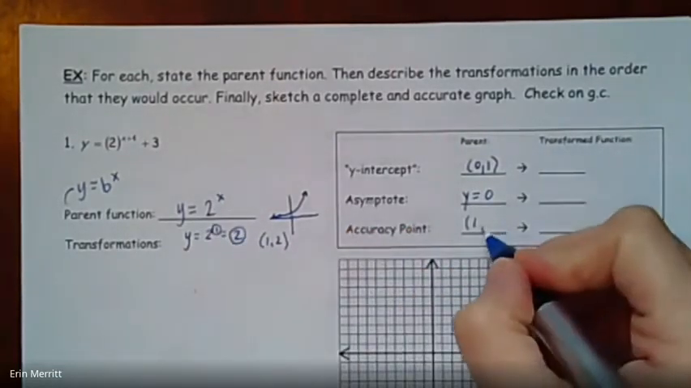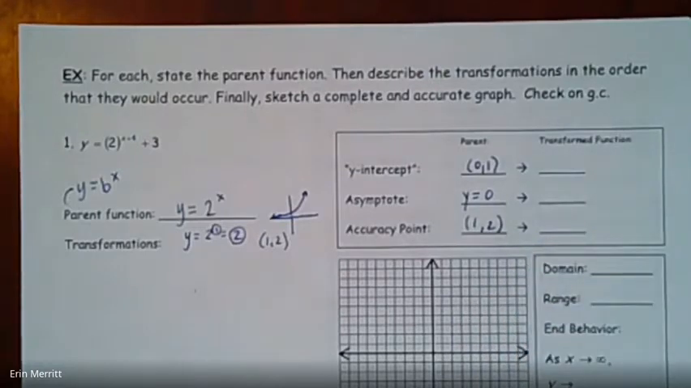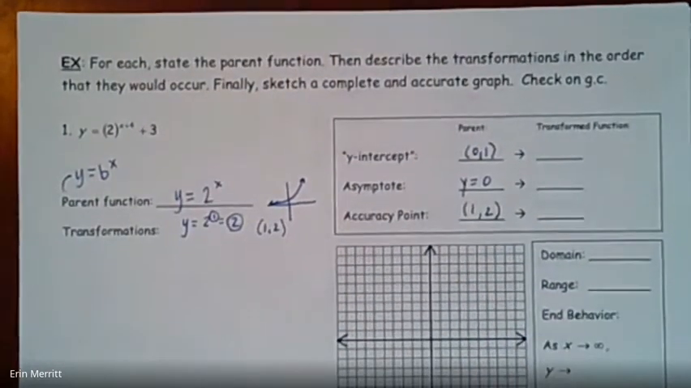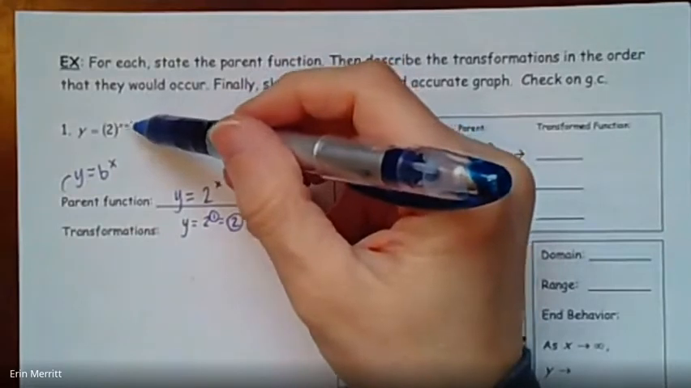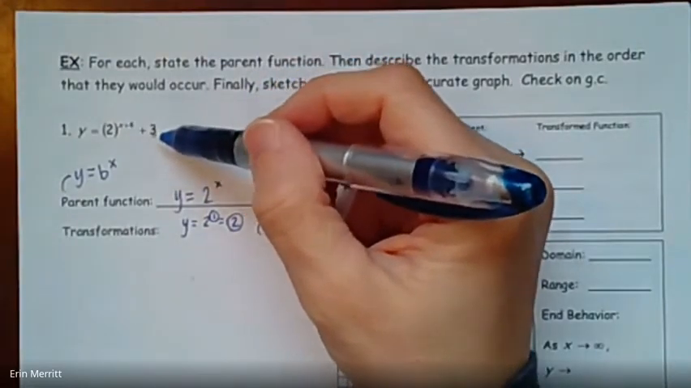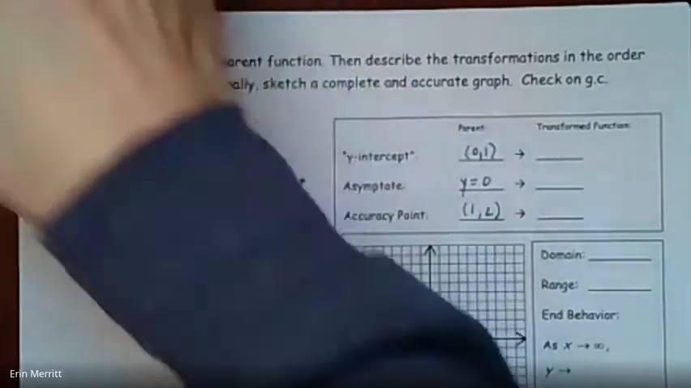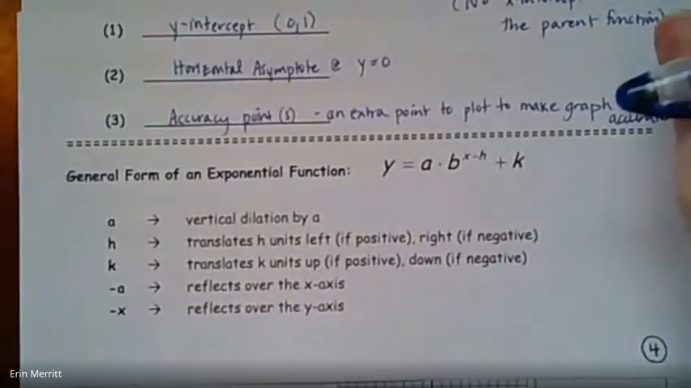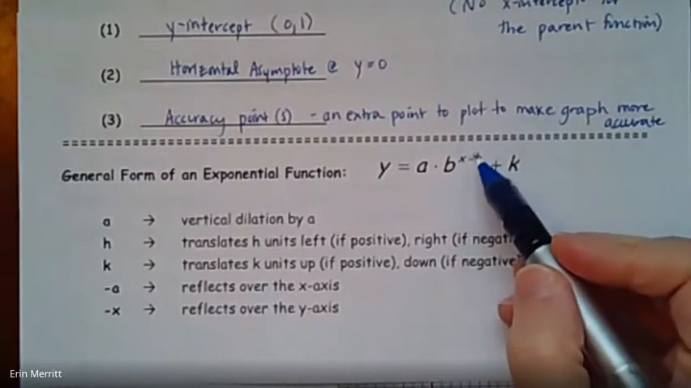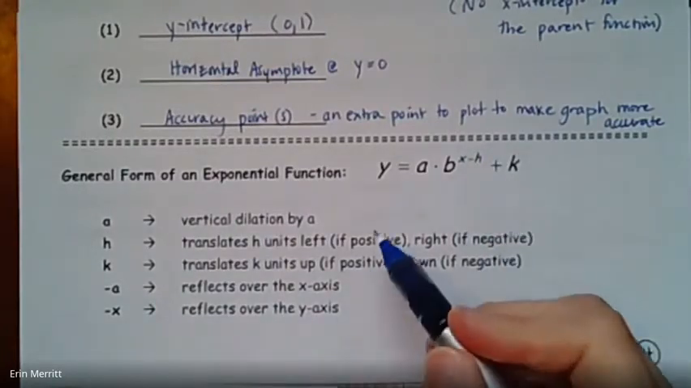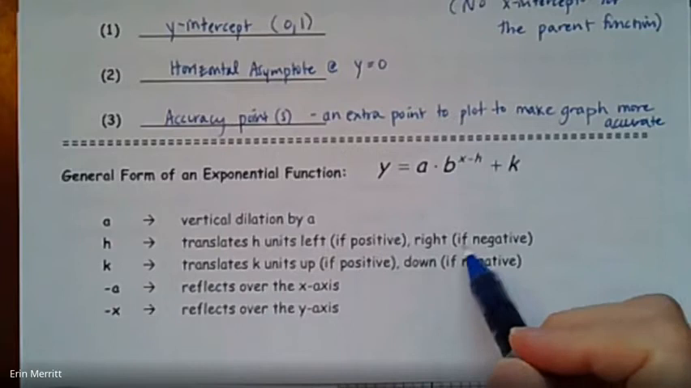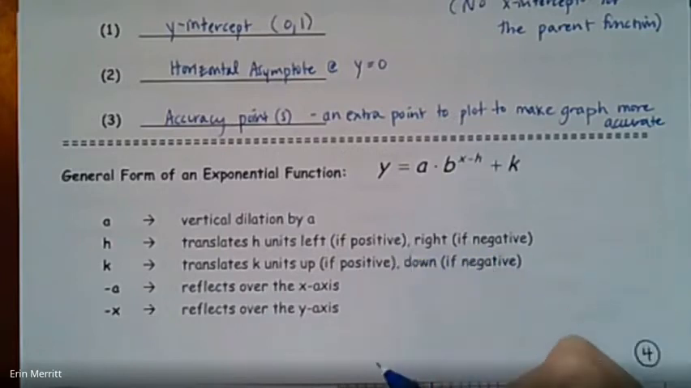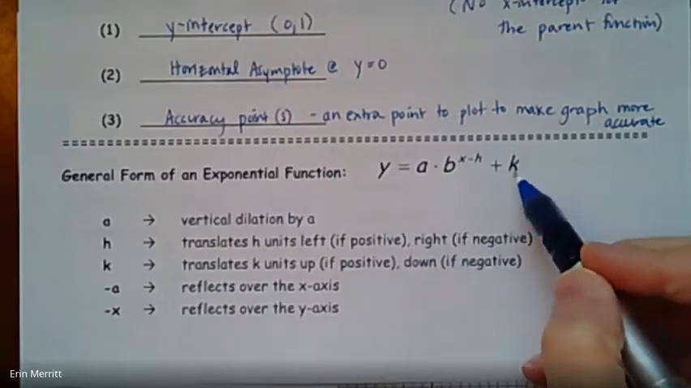All right, now we're going to transform it. So take a look at what's happening here. We have a +4 up in the exponent. We have a +3 on the end. If you need to, I'll put my sheet back up here. Up top with the exponent, if it's positive, we're going to the left. If it's negative, we're going to the right. Remember, it's always a little opposite with the x's. And then on the end of it, if it's positive, it goes up. If it's negative, it goes down.